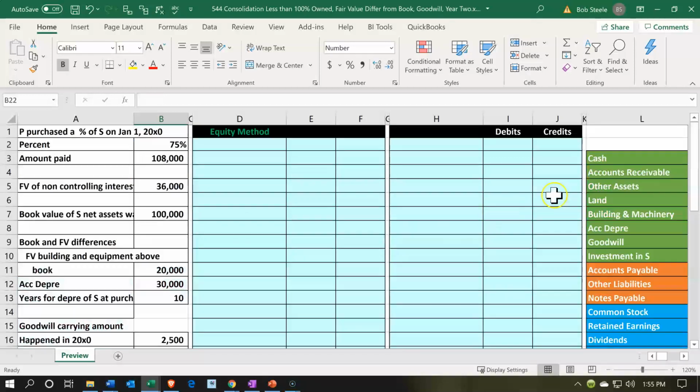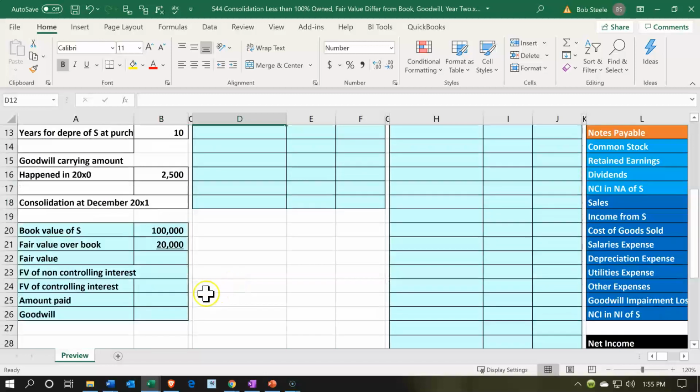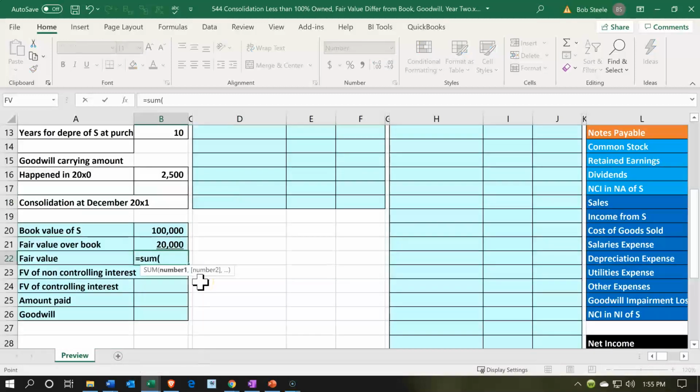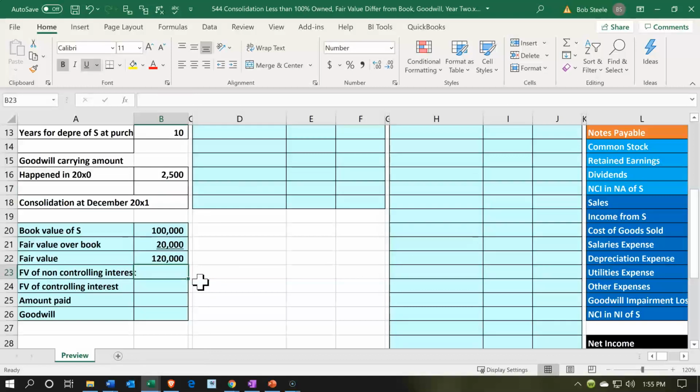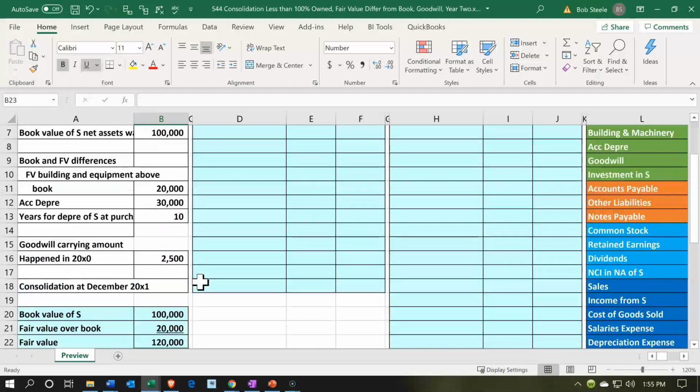So just like in prior problems, we're saying, all right, we looked at the balance sheet accounts as of the point in time of consolidation, and we said that the property, plant, and equipment, the depreciable assets, were $20,000 higher. So I'm going to sum that up. That's going to be the fair value at the point in time that the purchase took place. Then we're going to think about our interest being P's interest in S, which we said was 75% here.